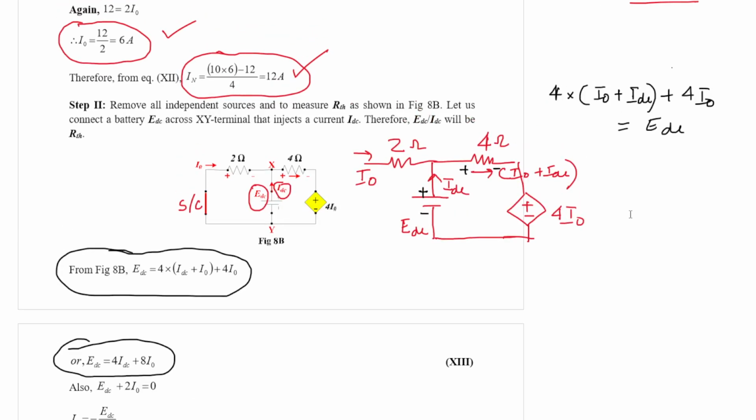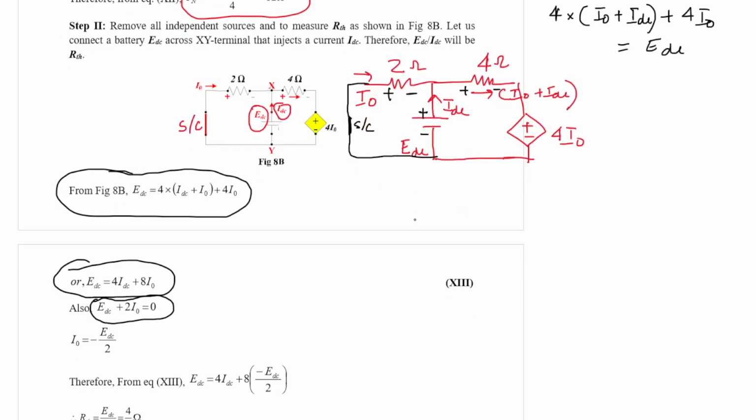Now also, if you consider this side, this is the short circuited part. Here they are additive in nature, so that is why it is written EDC plus 2I0 is equal to 0. They are additive, so simply they must be added, and according to KVL, net potential of any mesh is equal to 0. So EDC plus 2I naught, because the current flowing is I naught through the 2 ohm resistor here, will be equal to 0. So from there, I naught is equal to minus EDC by 2.